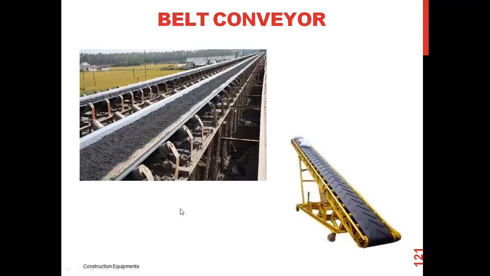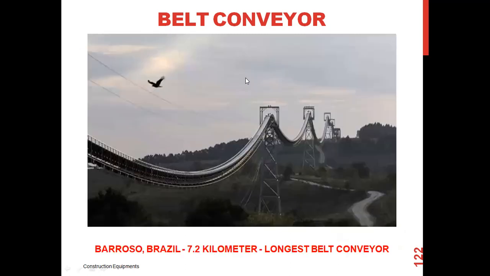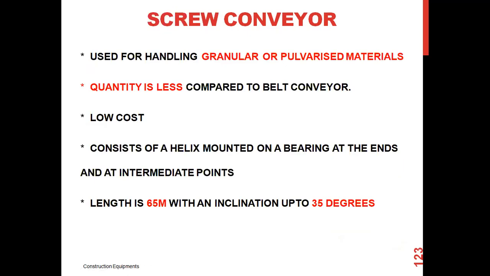Here you can observe the raw materials which are transported from one place to another place of the site. Here, these raw materials are placed on the belt conveyors. They are moved towards the distribution point. These are also belt conveyors.